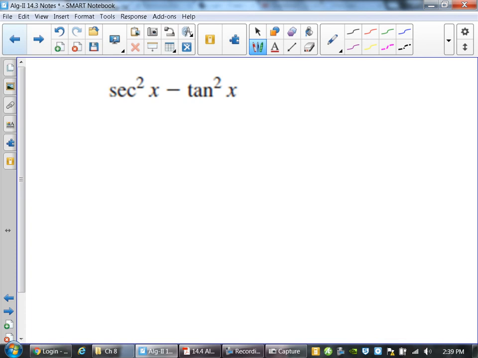Secant squared minus tangent squared. Simplify it. What do you get? 1. 1. Go to the next problem.